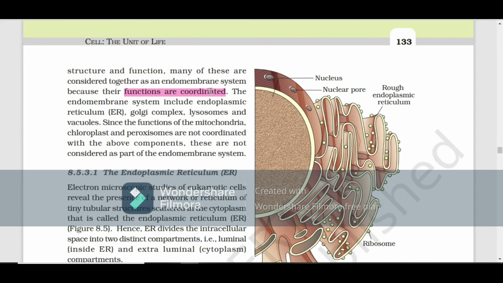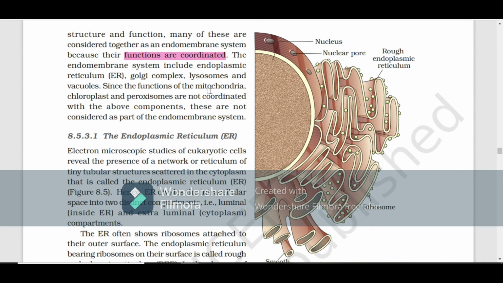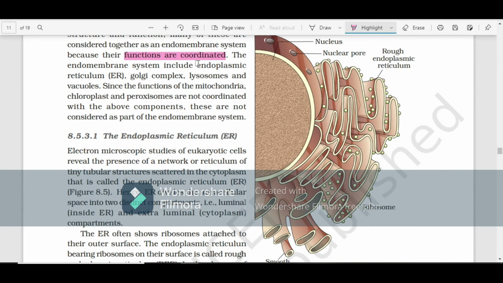Okay, your ER, GC, and lysosomes along with vacuole. Why are these four specifically called the endomembrane system? Because their functions are coordinated. The endomembrane system includes the endoplasmic reticulum, Golgi complex, lysosomes, and vacuoles. We'll be studying them as well.